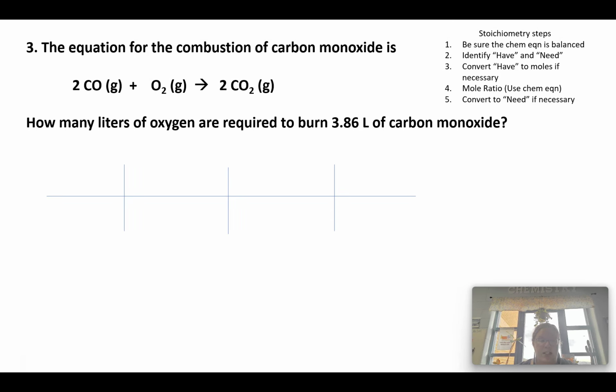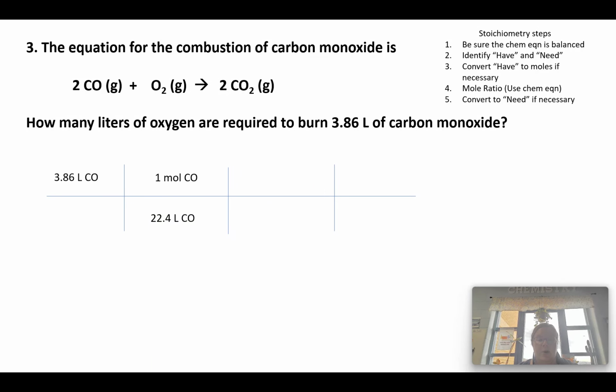So the first thing I do is I line up my ladder, and I think, well, what is given to me? And that's 3.86 liters of carbon monoxide. And I realize I'm not yet into moles, so I need to convert to moles first. And so I'm going to use 22.4 liters for every 1 mole of carbon monoxide.